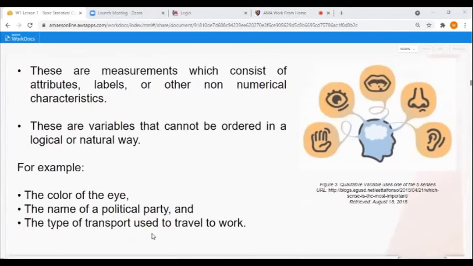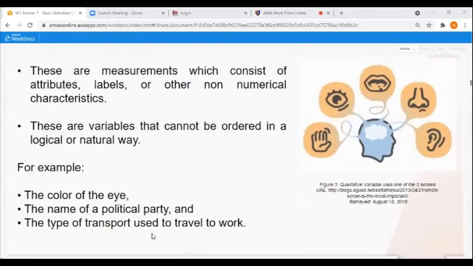Examples of these qualitative variables are the color of the eye. It could be brown, black, blue, green, violet, right? Those are examples of the colors of the eye. And some other students would reply yellow. Okay, those with hepatitis have yellow as the color of their eye.